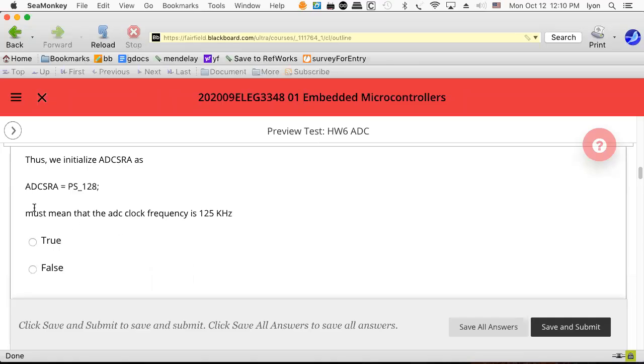So, right. If you have a prescaler of 128, take your 16 megahertz, divide by 128, and that'll give you the frequency for the ADC. And so that's 125 kilohertz. And that's true. You must realize that knowing that this is true is not as important as knowing why it's true. This is important, right? Because if you're going to be programming microcontrollers, you're going to have to try and figure these things out for yourself. It's not going to be a multiple choice test when you get to industry and you start programming these things.